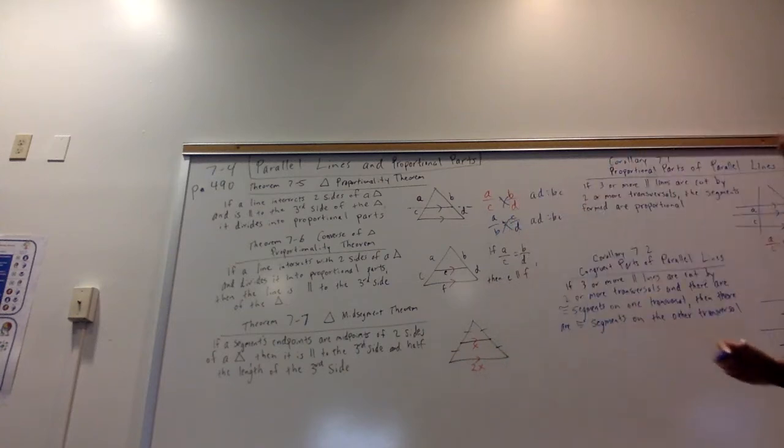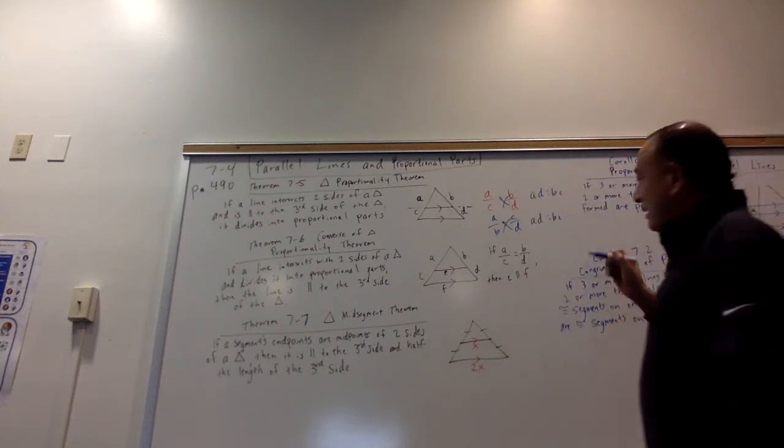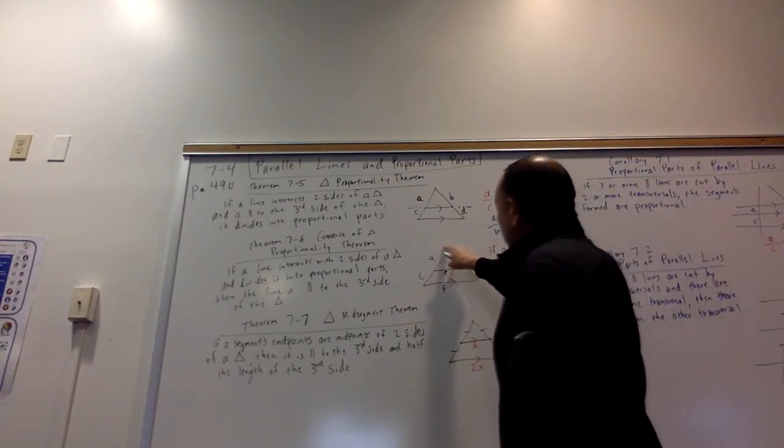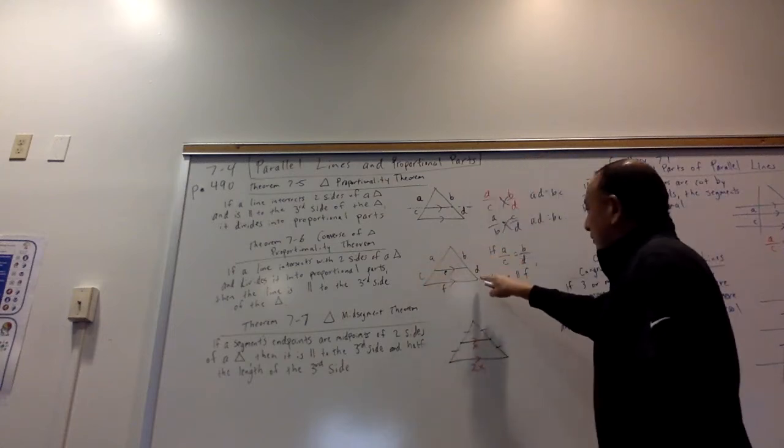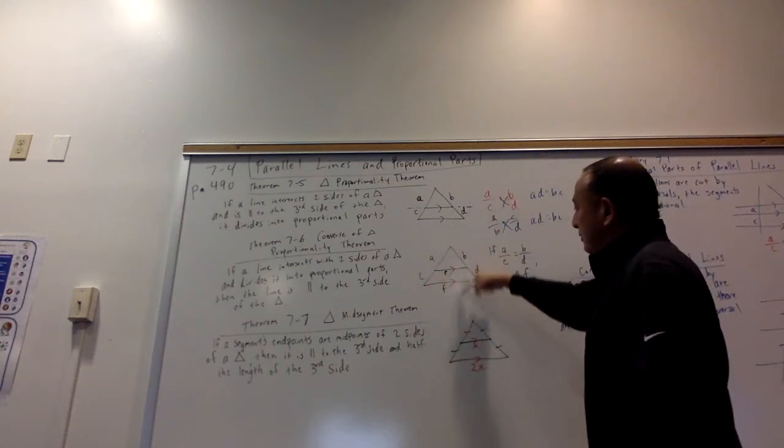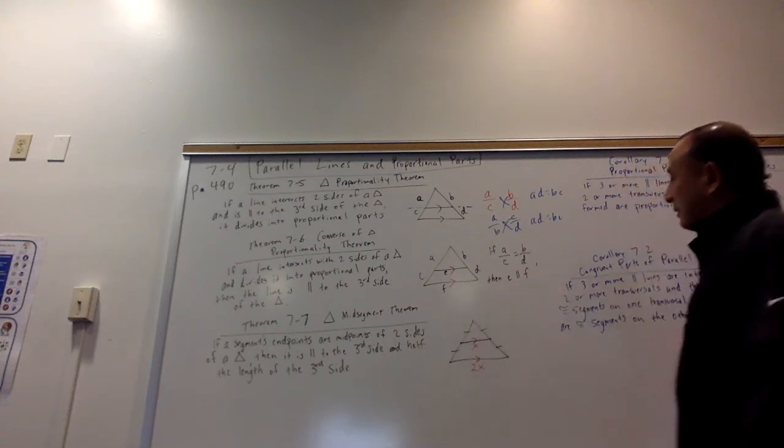All right, then the converse of that is the next theorem, and that's saying if you know A over C equals B over D, then you know that these two lines, E and F, are parallel.